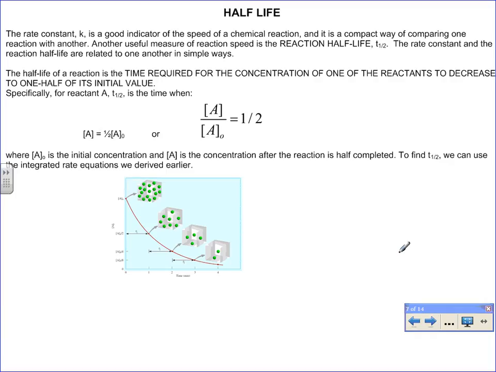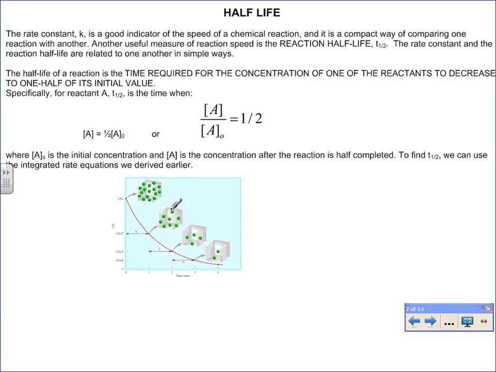Now, because we have these linear functions, we can also derive relationships for what is called the half-life for a zero, first, and second order reaction. The half-life is the time that it takes for the concentration of the substance to reach half of its initial value. So this is a good visual here.